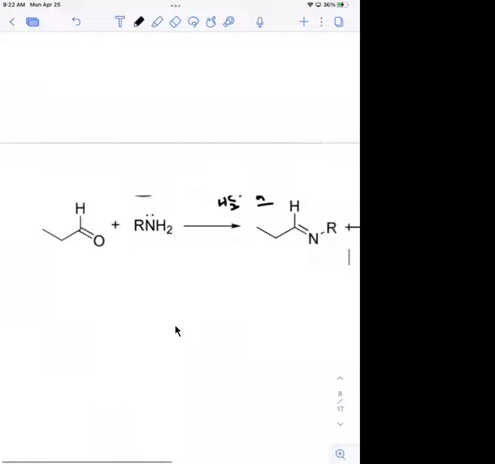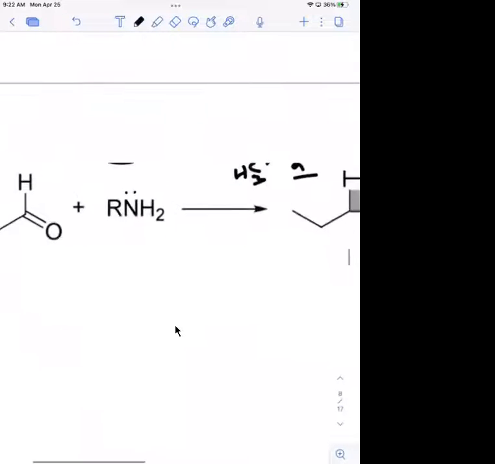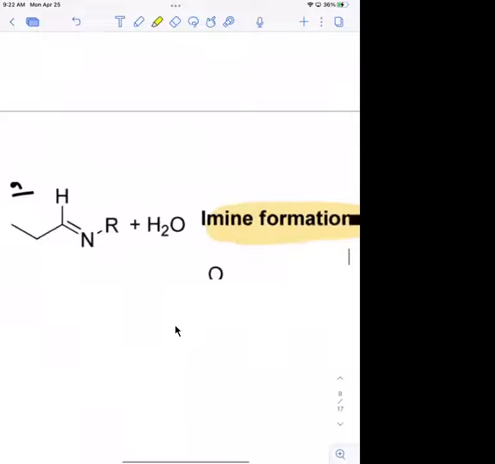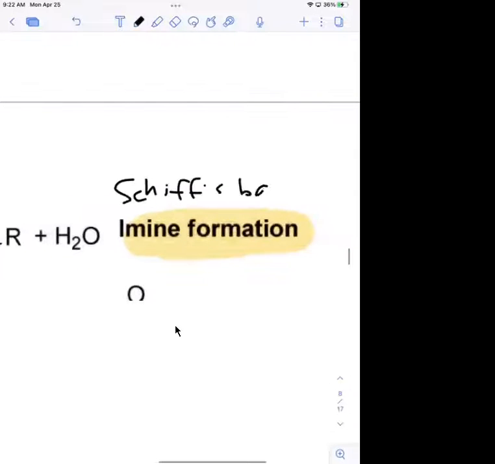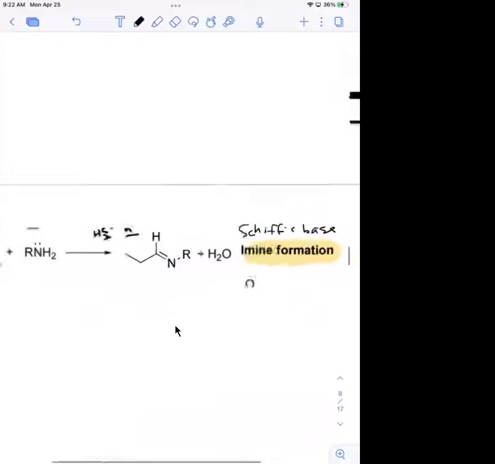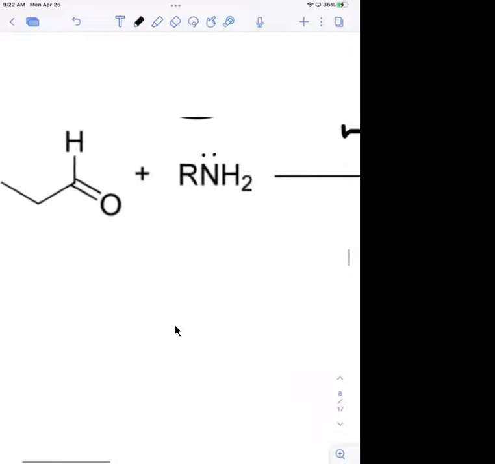Again, I'm using an aldehyde. I can also use a ketone. And in order to make an imine, or Schiff base, another name for that compound, this has to be primary. There's a reason for that. You'll see why in the mechanism. Both of these protons are involved in the mechanism, so they both get removed.